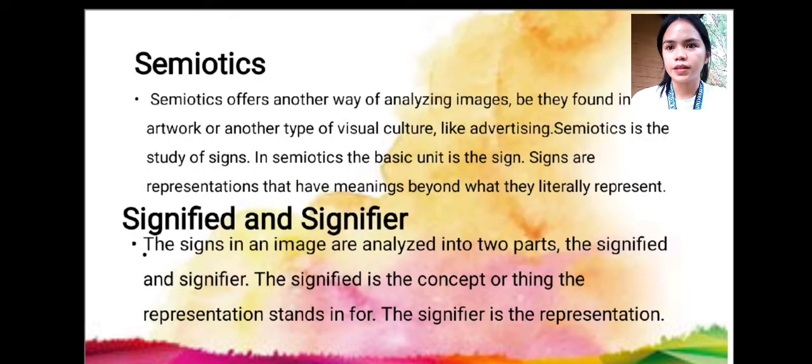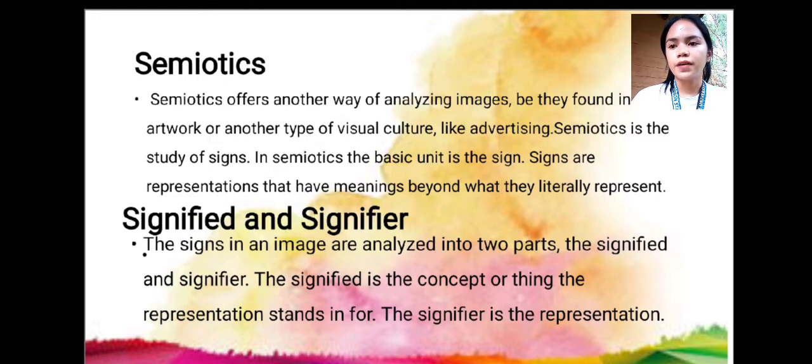So next is semiotics. Semiotics offers another way of analyzing images, be they found in artwork or another type of visual culture, like advertising. Semiotics is the study of signs. In semiotics, the basic unit is the sign. Signs are representations that have meanings beyond what they literally represent. So semiotics is the study of how ideas or objects communicate meaning and what meaning they communicate, because science is also a medium of communication. So they need to study the different signs so that they will know what signs should be used or what signs should be avoided.